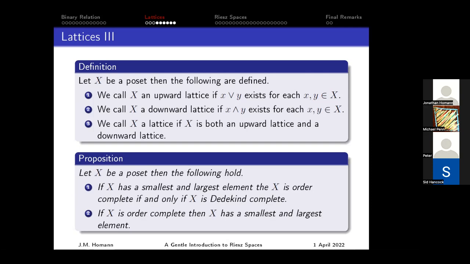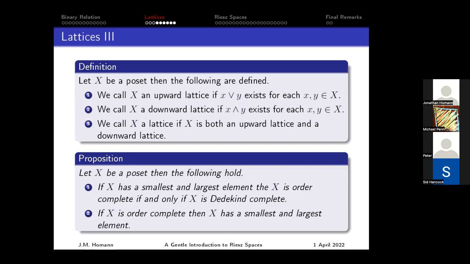So let's suppose that X is a poset, and let's suppose that X has a smallest and largest element. Then to show that X is order complete if and only if X is Dedekind complete, if we take any non-empty subset of X, that non-empty subset is always bounded above by the largest element of X, and it's always bounded below by the smallest element of X. And we have that every non-empty subset of X is both bounded above and below.